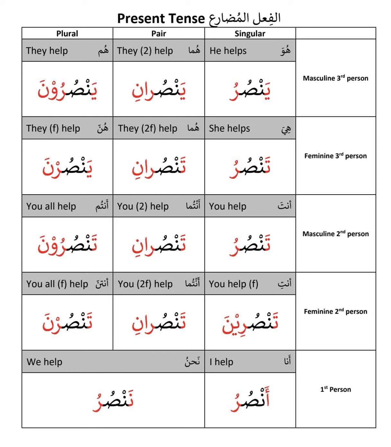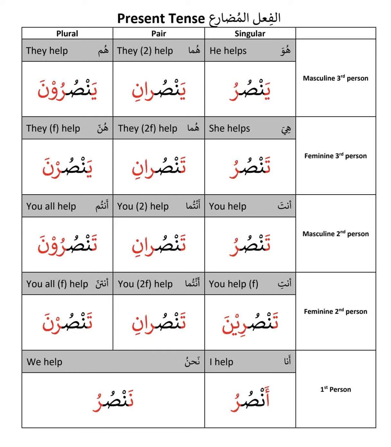So how is it translated? Huwa yansuru means he helps. For example, huwa nasara means he helped, past tense. But huwa yansuru means he helps. It is present tense. Huwa yansuru, huma yansurani, they both of them help. Hum yansuruna means they help, present tense, not they helped. Instead of that, they help. It should be present tense.